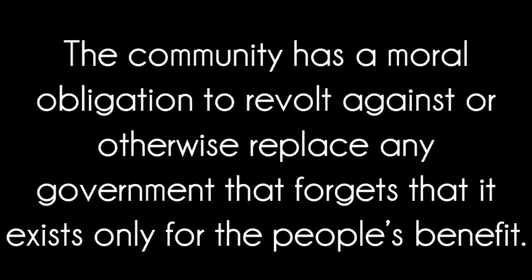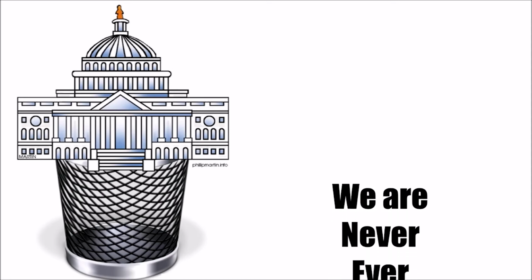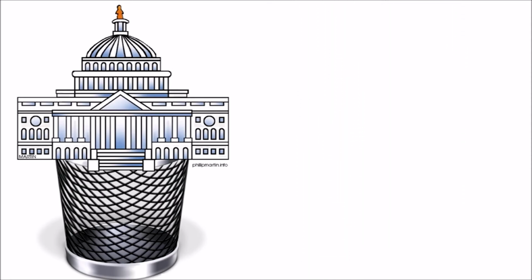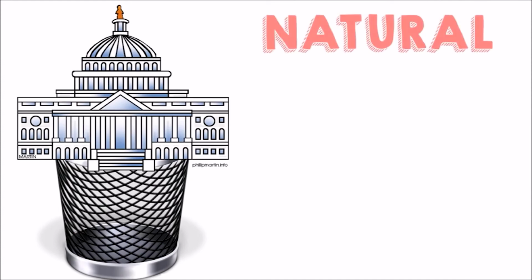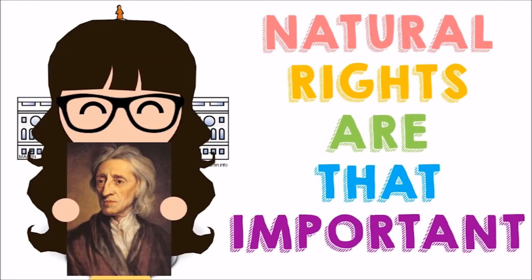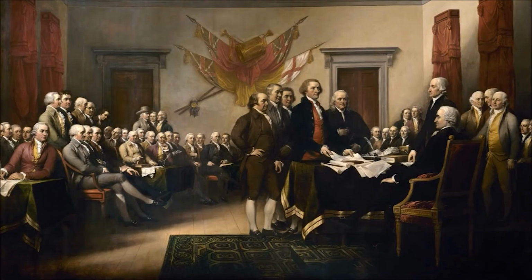Not to worry. John Locke believes that the community has a moral obligation to revolt against or otherwise replace any government that forgets that it exists only for the people's benefit. That means out with the old, in with the new, start from scratch with a better government. Why would he say something that extreme, that we should get rid of an entire government? Natural rights are that important, according to John Locke, and maybe some colonists.